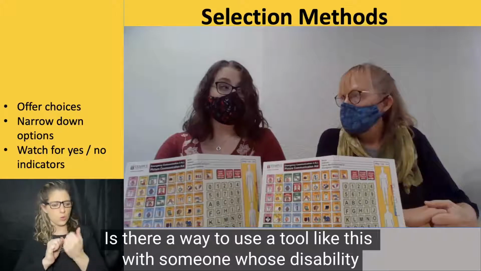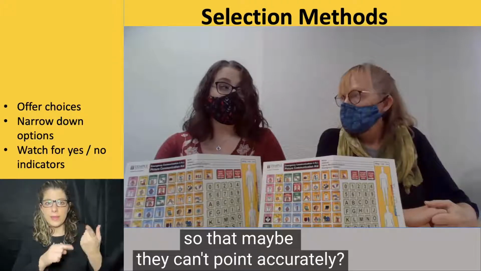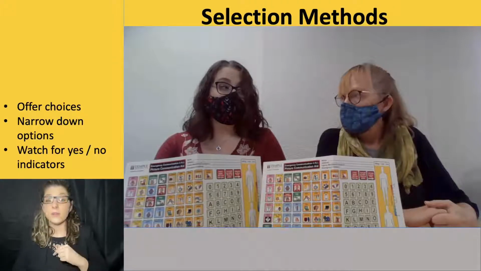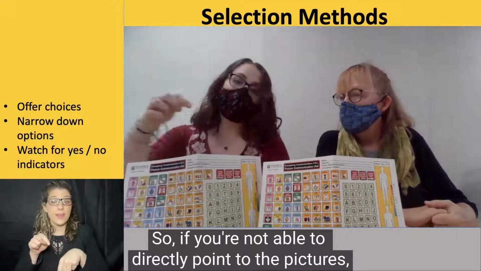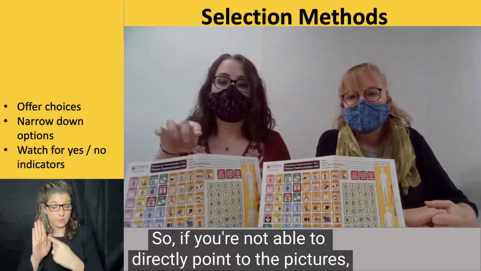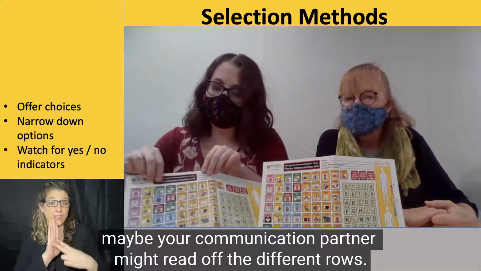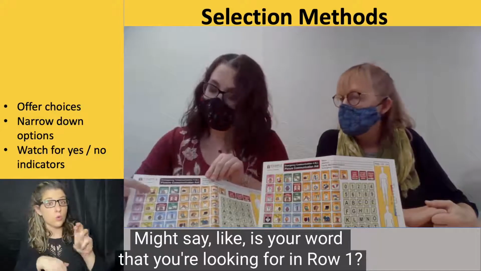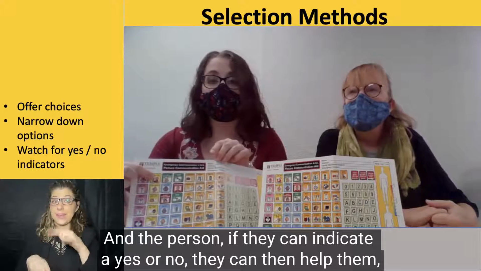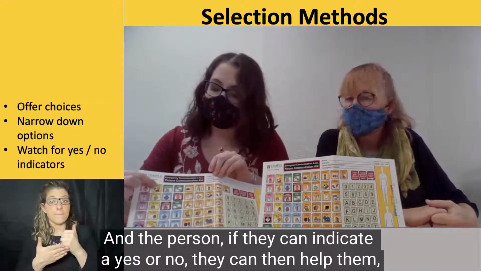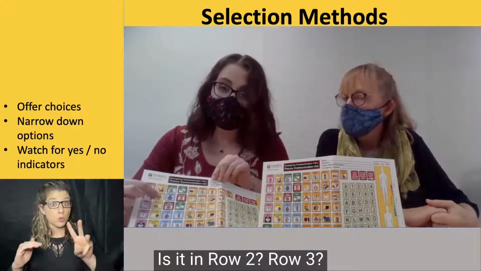Is there a way to use a tool like this with someone whose disability limits their movement so that maybe they can't point accurately? So you can modify using this. So if you're not able to directly point to the pictures, maybe your communication partner might read off the different rows. Might say, like, is your word that you're looking for in row 1? And the person, if they can indicate a yes or a no, they can then help them. Let's say their word is not in the first row. Is it in row 2, row 3?